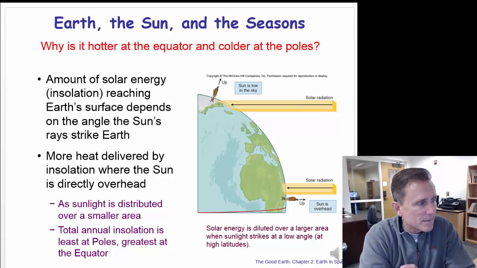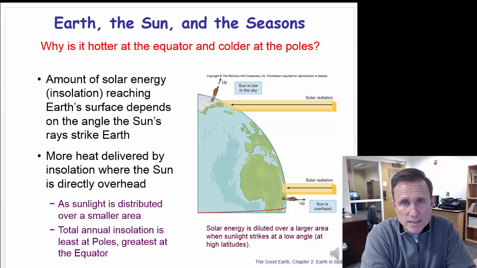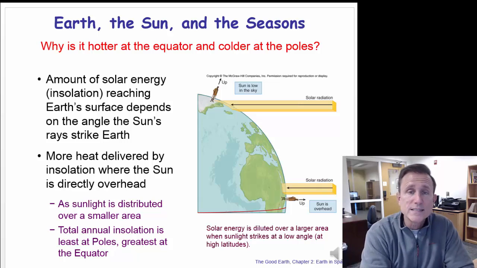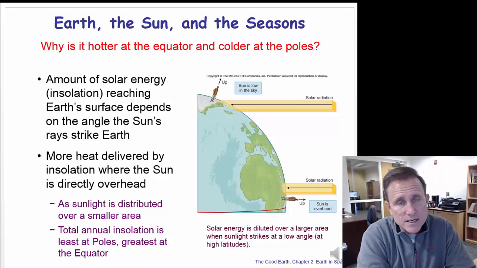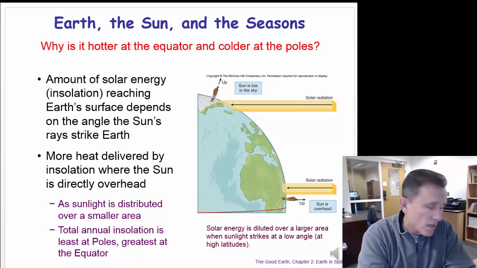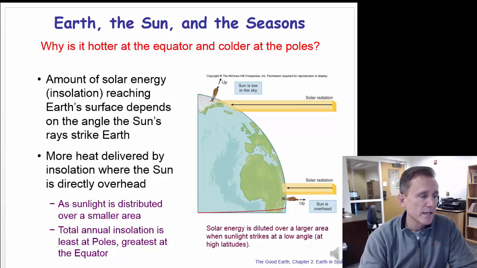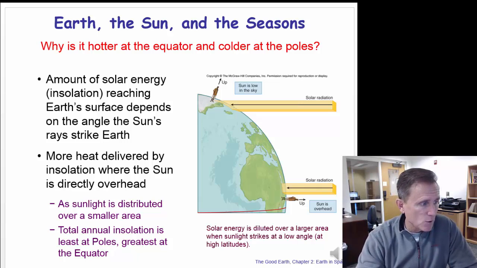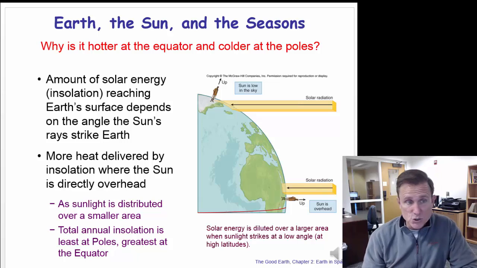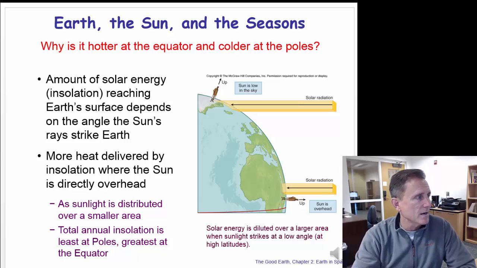So this idea of the angle at which the sun's rays strike the Earth's surface is very important. It dictates the fact that it's hot at the equator and cooler at the poles, but it also helps to dictate why we have certain seasons. More heat is delivered by insolation where the sun is directly overhead at the equator, because the sunlight is distributed over a smaller area. So the total amount of solar energy received in any given year at the equator is going to be much greater than it is at the poles.